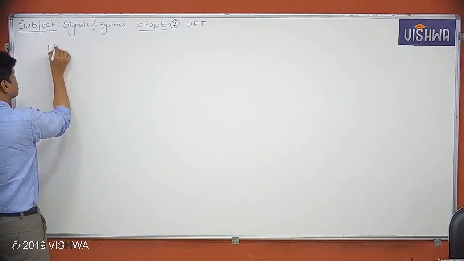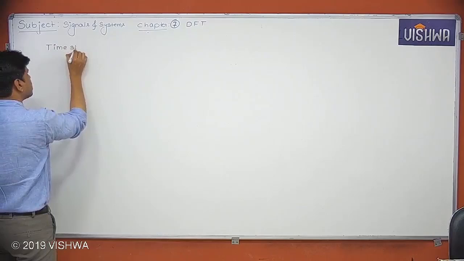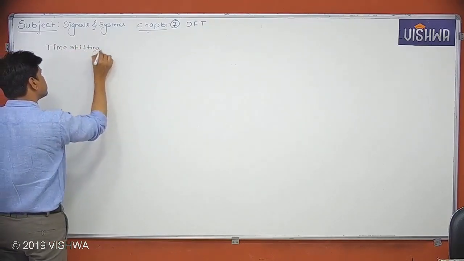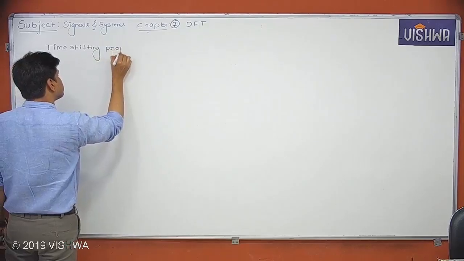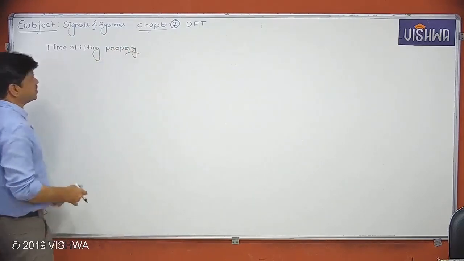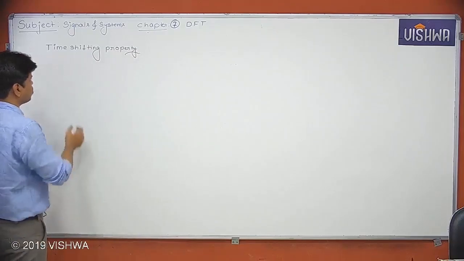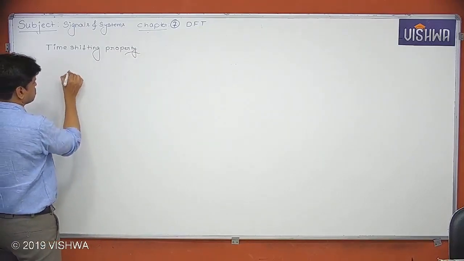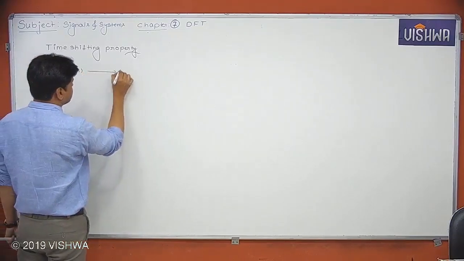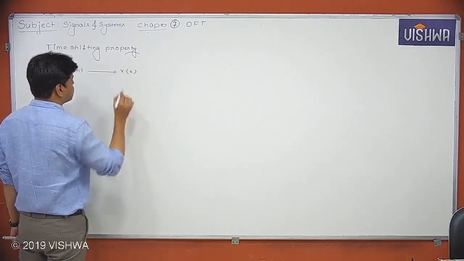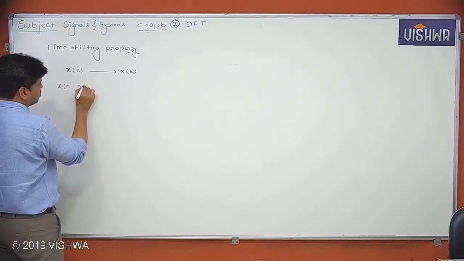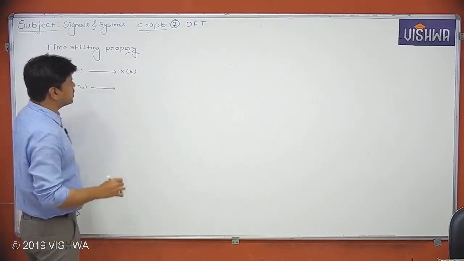Time shifting property. What is the time shifting property? Suppose x of n has DFT x of k. Then what is the DFT for x of n minus n naught?